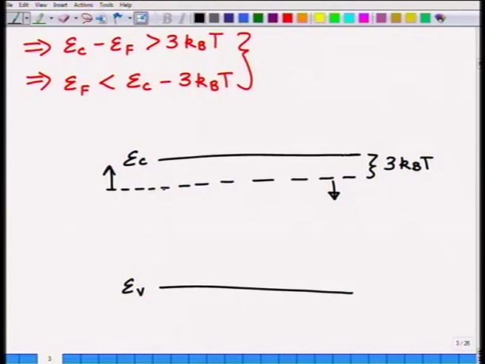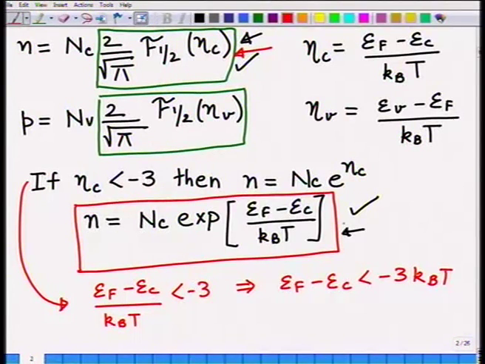That is, if we know where the EF is, if we know the value EF, then we can determine n in general by using this equation always. But if EF is 3 kBt energy below this value here, the EC level, that is, if it is below that, then in that case we can use this approximation as here, n equal to NC e to power EF minus EC by kBt.